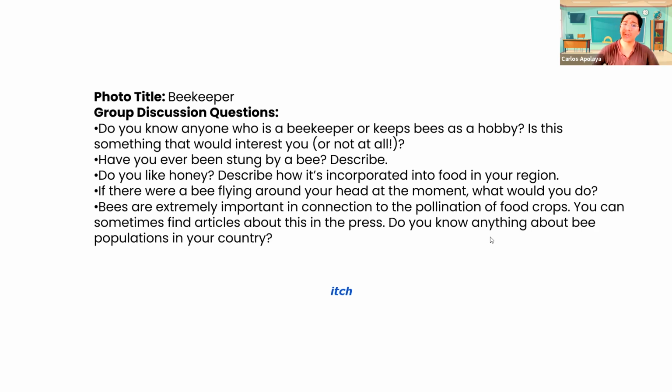Okay, so I have a question that is not a common question. Bees are extremely important in connection to pollination of food crops. You can sometimes find articles about this in the press. Do you know anything about the bee population in your country? Actually, I don't. You don't? Okay, no problem.